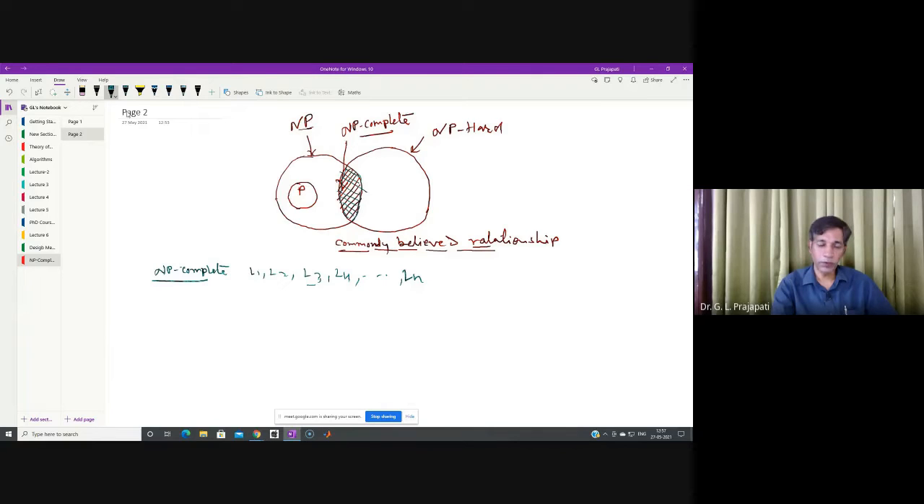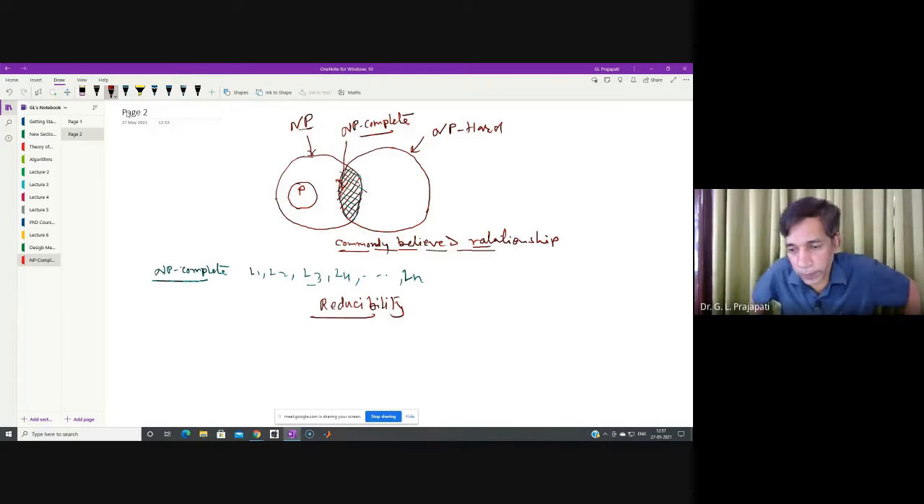We can solve L2 with the help of L3, or L3 can be solved with the help of L2, and this is known as reducibility. So there is a concept of reducibility. Reducibility means one problem reduces to another problem. Say you have the problem L1 and the problem L2. We can say that L1 reduces to L2.